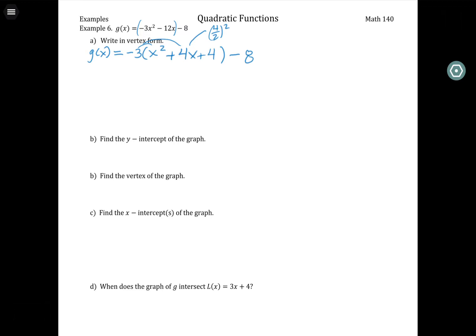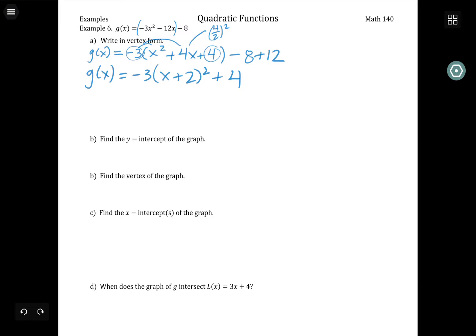Since I have added, what did I really add? I really added negative 12. Okay, so how do I want to say that? I have an extra minus 12 in here. So to balance that out, I'm going to add a positive 12 to this thing, or subtract negative, however you want to think about this. Okay, so negative 3, and now I can factor that into x plus 2 squared plus 4.